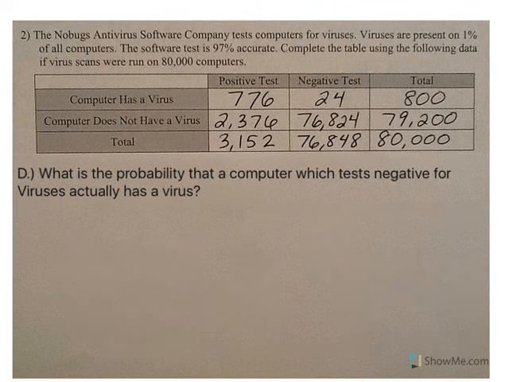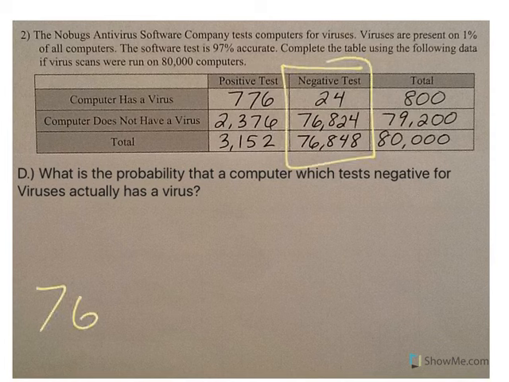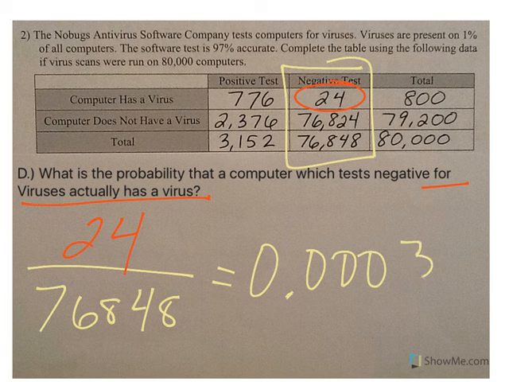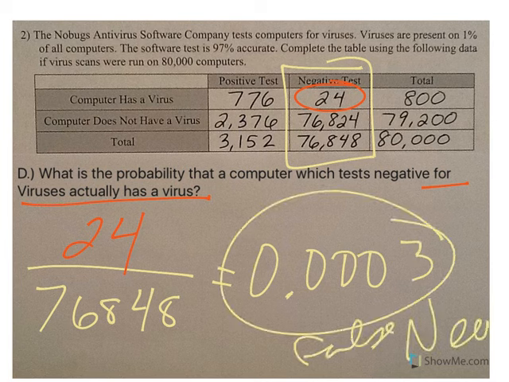And the last question, what is the probability that a computer which tests negative, okay, so again my denominator, 76,848, has a virus, 24. This is the complement of the one we just completed, 0.0003, a 0.03% chance. This is called a false negative because you tested negative, but it was wrong.